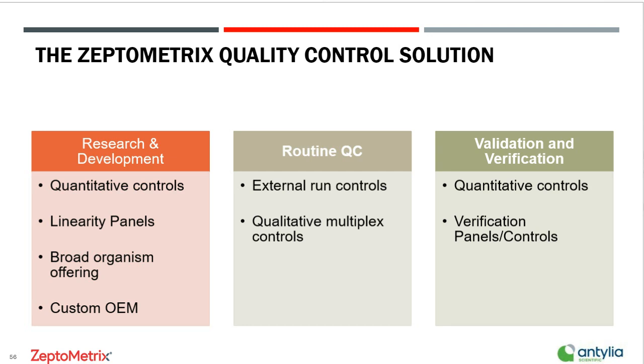This slide just touches on a few of the areas I think Zeptometrics can help labs, from everything from research and development. We have quantitative options, linearity panels, a really broad organism offering, and then things like routine QC, day-to-day QC with external run controls, and then bringing on new platforms or tests into the laboratory with things like verification panels and some quantitative controls.